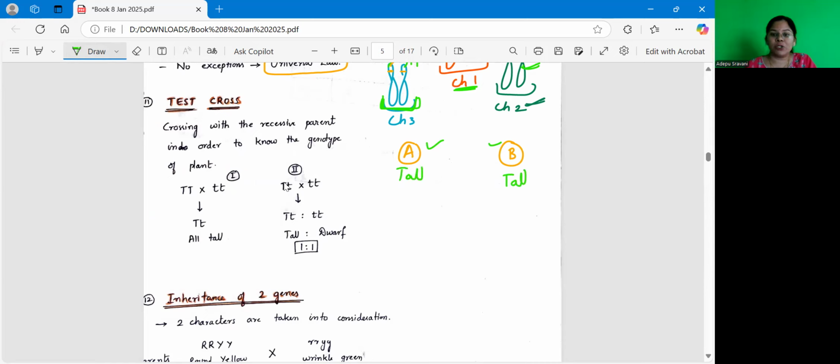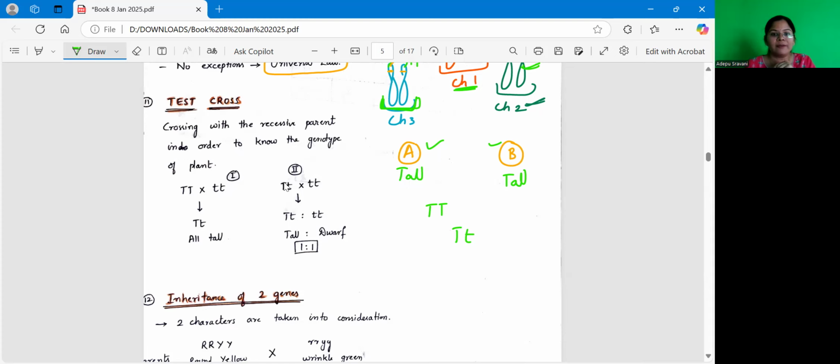Now I'm asking you to find out which of them is homozygous and which of them is heterozygous. Homozygous is what? Capital T, capital T. Heterozygous is this. Clear? In both conditions, the morphology will be tallness only. So I've given you 2 plants and I'm asking you to find out the genotype of this tall plant. What will you do? You will do the test cross. So you are basically testing the genotype of the tall plant. Just remember like that.